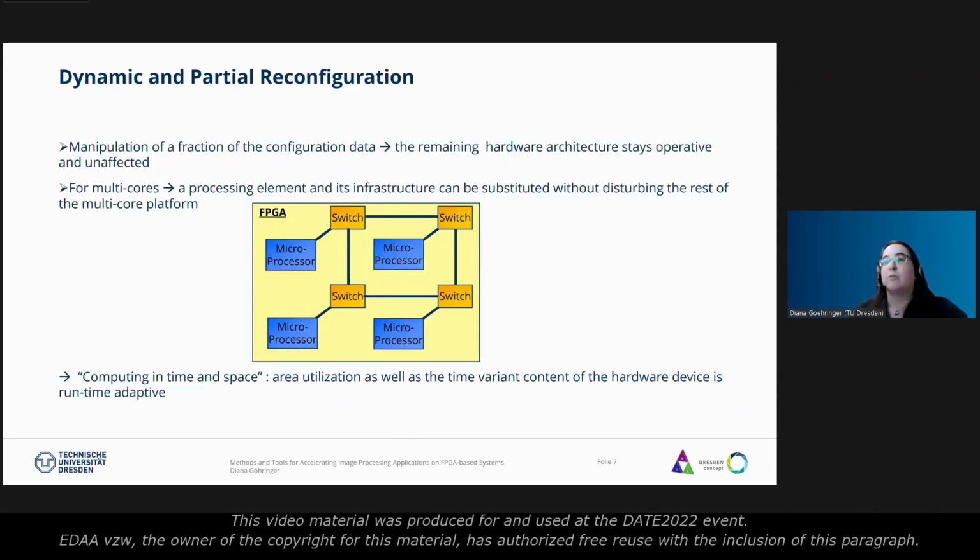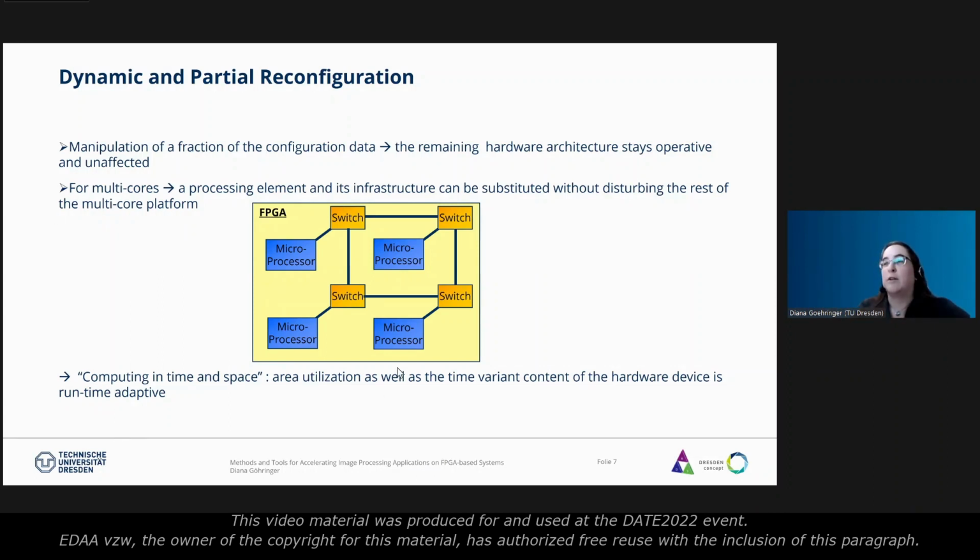What is dynamic partial reconfiguration? It mainly means that you change a part of the FPGA, a part of the configuration data, while the rest of the architecture stays operative and unaffected. This is very important for image and signal processing because we have the camera data coming into the system. And of course, we don't want to lose any data. So we only want to change maybe the filter, but still keep the frame grabber active.